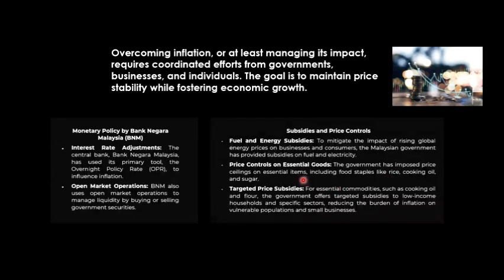And the third one, the government may also implement targeted price subsidies. For example, for essential commodities such as cooking oil and flour, the government offers targeted subsidies to low-income households and the service sector to reduce the burden of inflation on vulnerable populations and small businesses.